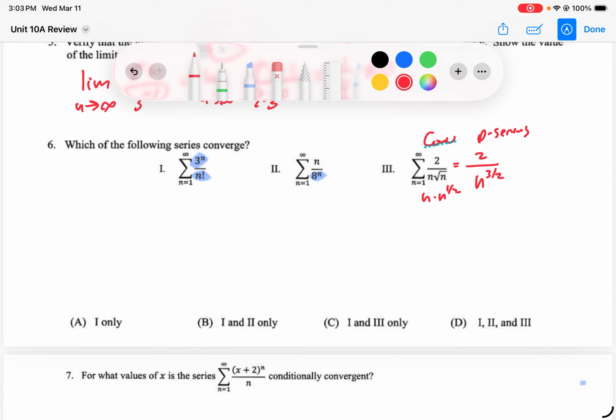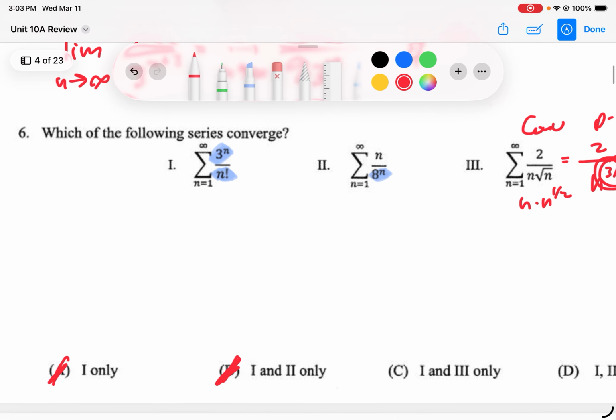P-series converge if this p number, the exponent, is bigger than 1. If it's equal to 1, then it's the harmonic, it diverges. Less than 1, it diverges. So which ones converge? It's not A, it's not B, because those don't include 3. So we're going to test all of them, just to be sure. All right, so I am going to do ratio test.